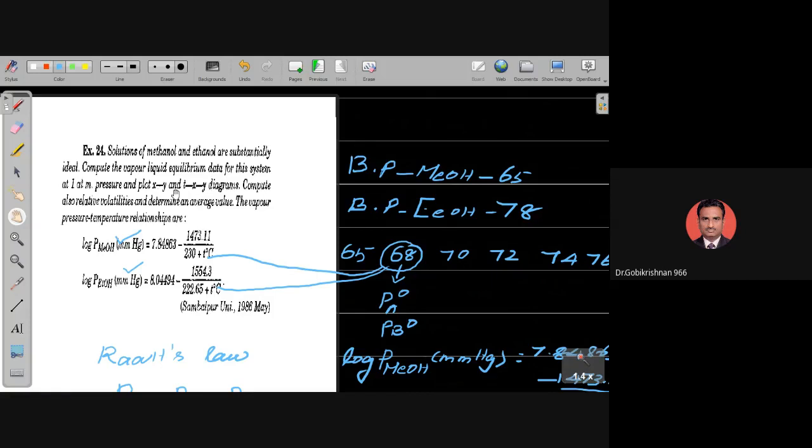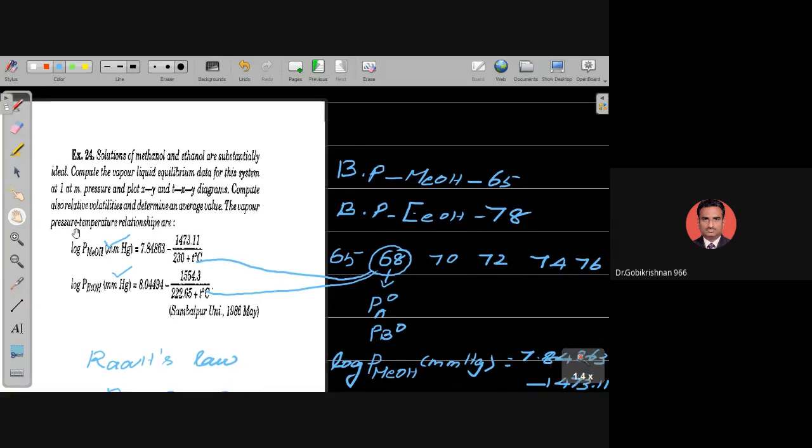We need the X, Y, T. T is the temperature. If we know all these data, then we can draw the TXY and the XY diagram. Then this relation given here, what is this relation? This is the vapor pressure. It relates the vapor pressure and temperature.